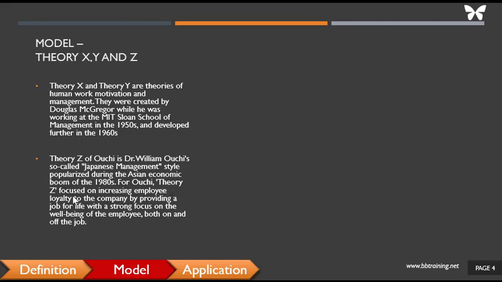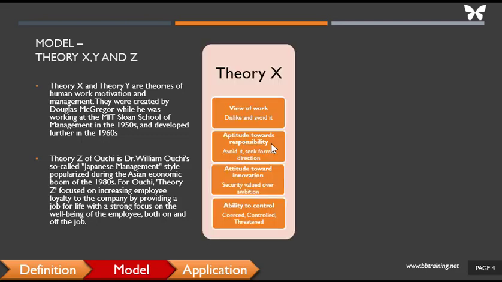For Ouchi, Theory Z focused on increasing employee loyalty to the company by providing a job for life, with a strong focus on the well-being of the employee both on and off the job. So this is the famous Japanese style. Let's look at them in a little detail.